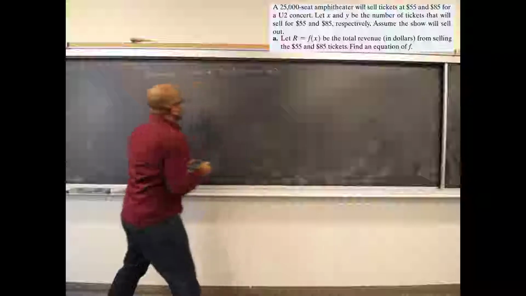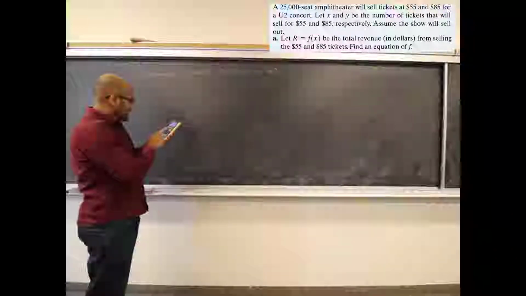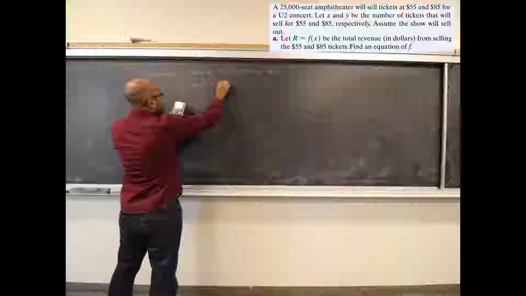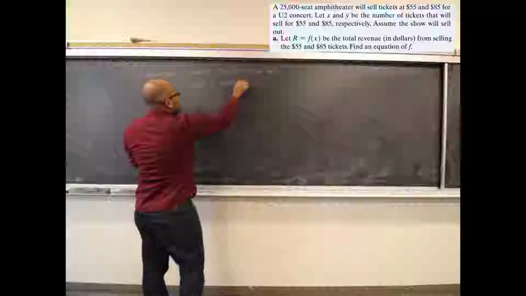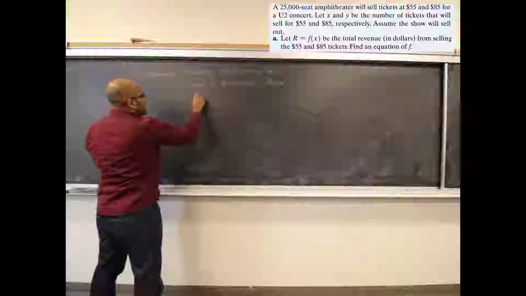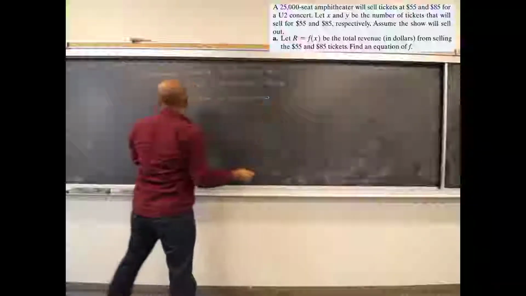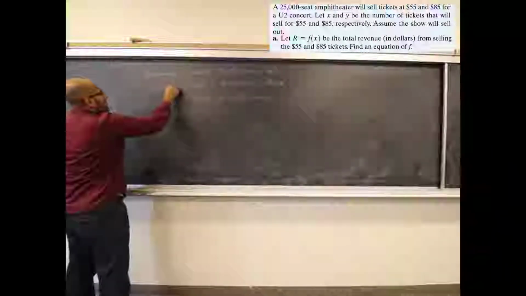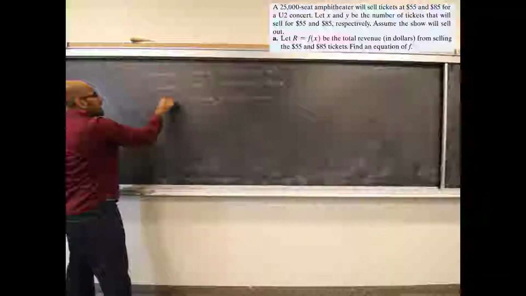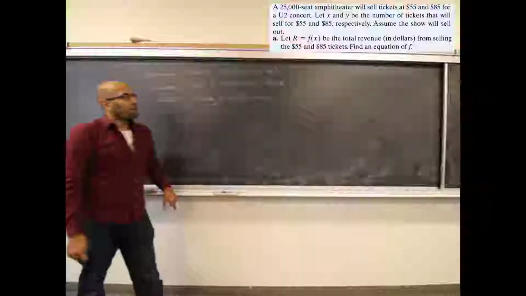Okay, so I'm going to distribute, combine some like terms. What do we get? We get 25,000 times 85, which is 2,125,000. Good, so this will be 55x plus 2,125,000 minus 85x, which will be negative 30x plus 2,125,000. And this is revenue, but now we finally managed to rewrite it as a function of just x, which is what they asked us for, so I can rewrite it as f of x, where f of x is the revenue of the concert. Good?